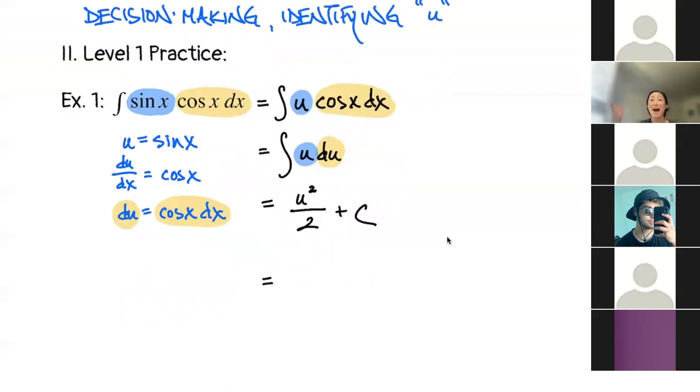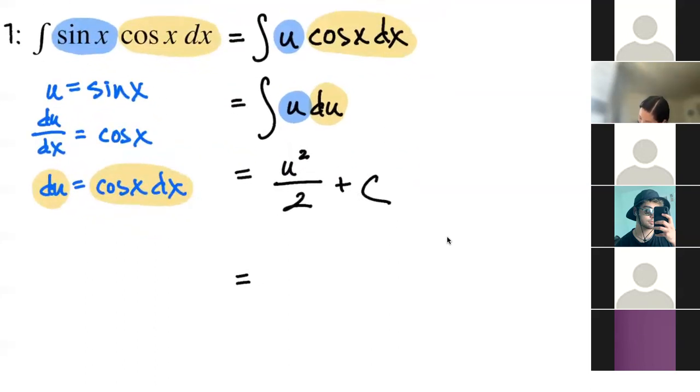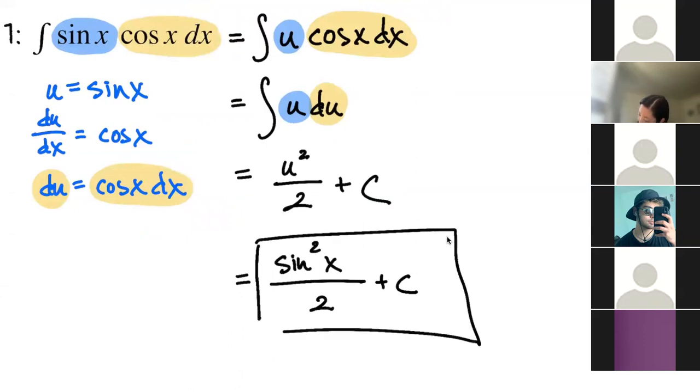Okay. Now we change it back. We want our answer to now have x's, but not u's. So what do we do? We say u squared is really sine squared x over 2 plus c. And that, my dears, is our answer.